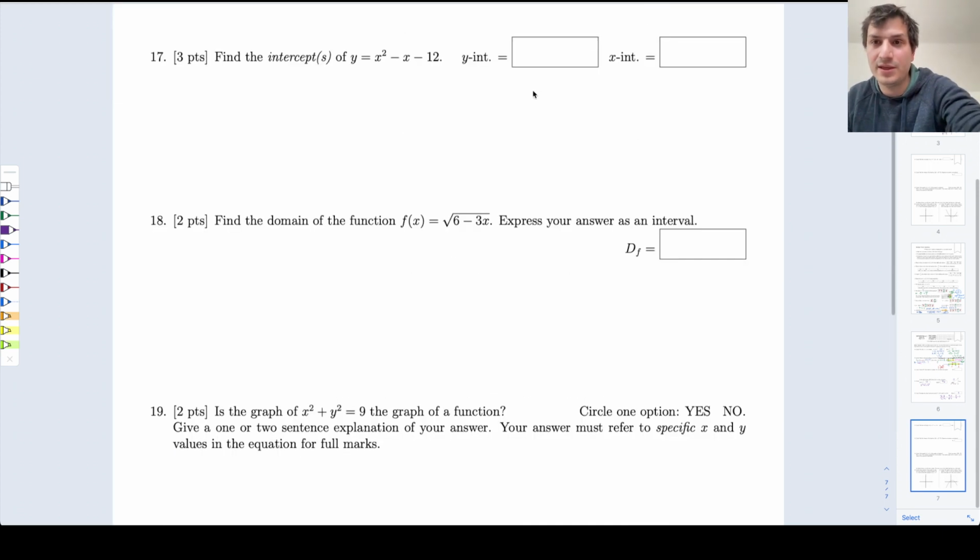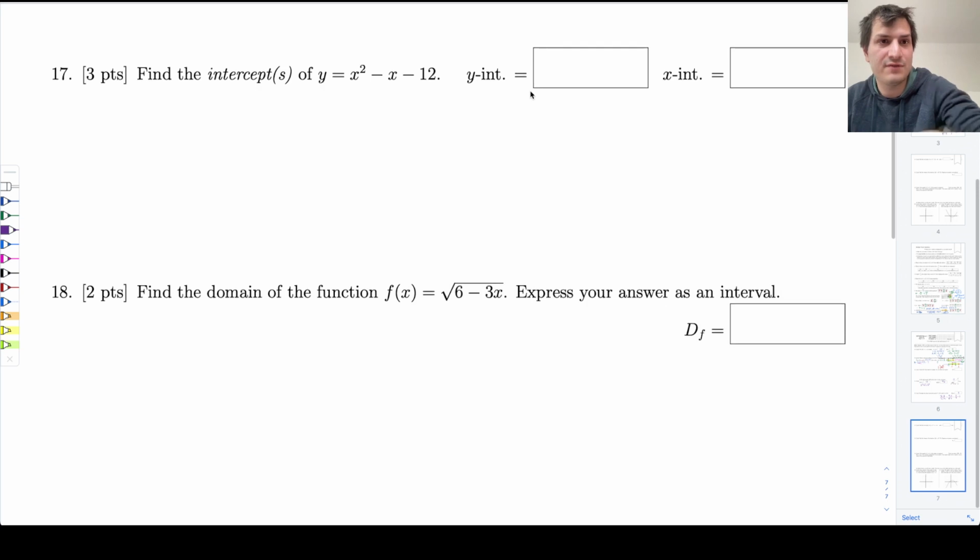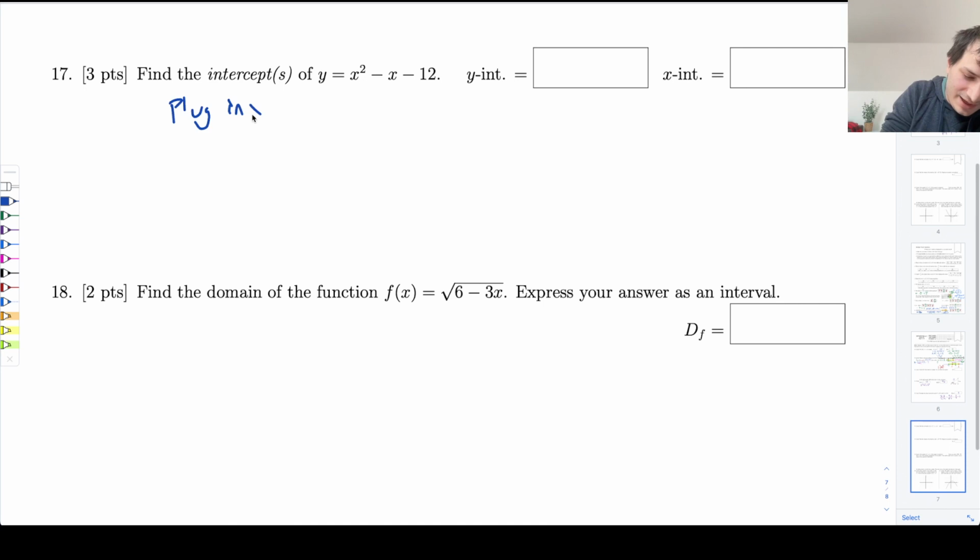Okay. The next question, question 7. Find the x and y intercepts of x squared minus x minus 12. The y intercept, I think this might have been the best done question on the exam. Plug in x equals 0. Almost everybody got it. If you plug in x equals 0, these x's go away, and you just get y is negative 12. So negative 12.